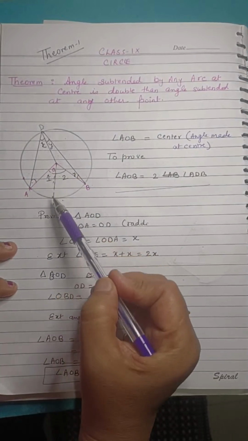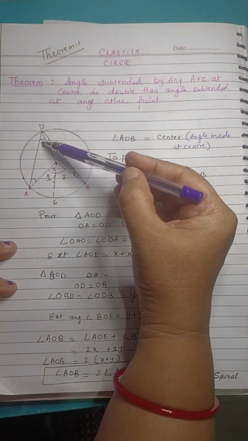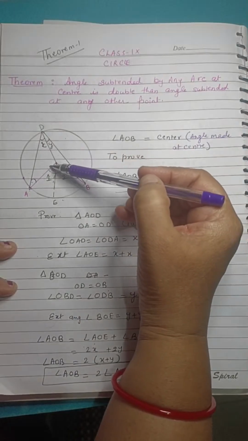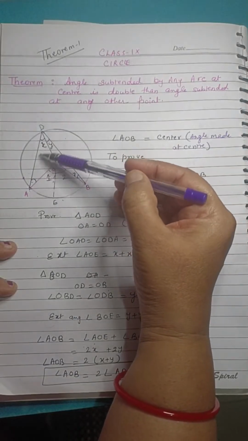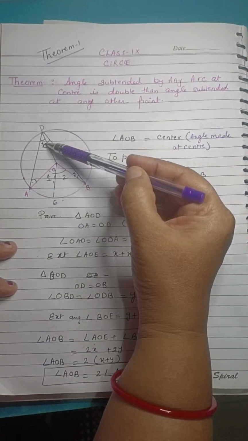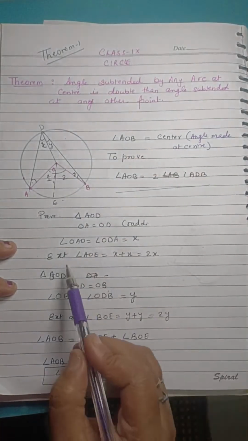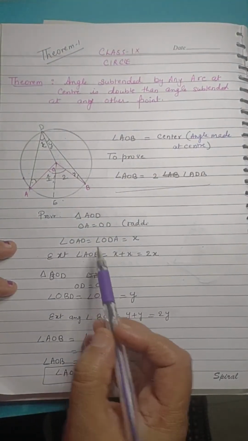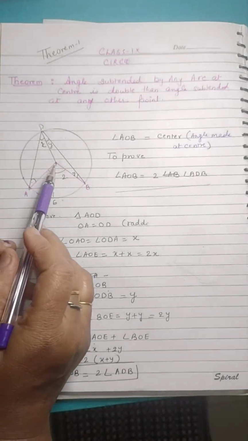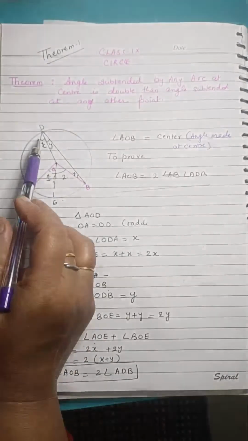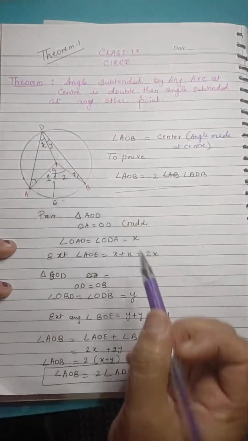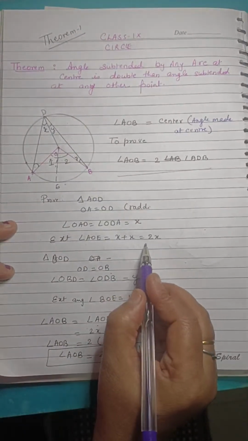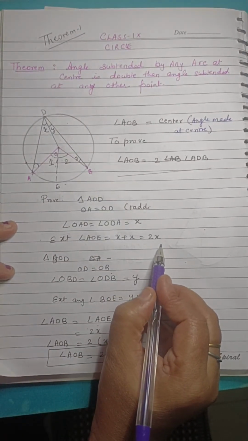This AOE will be equal to the sum of opposite interior angles. This is adjacent, and these two angles, how are they? Opposite interior angles. So this AOE, which is the exterior angle, will be equal to the sum of angle OAD and ODA. So that is x plus x, it will come 2x, right?